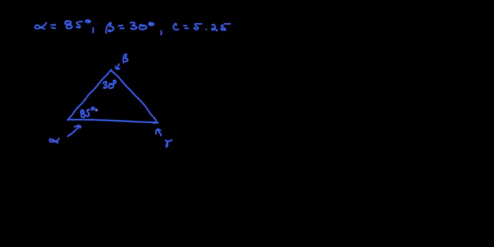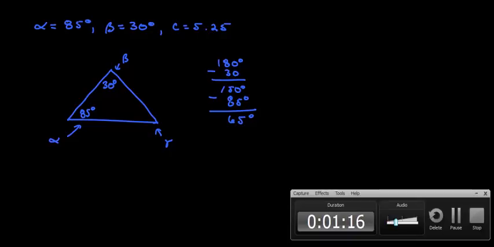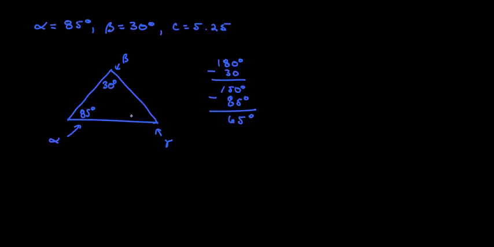And so that's going to be equal to 180 degrees minus 30, which gives me 150 degrees, minus another 85, which is going to give me, I believe, 65 degrees. Okay, so now let's go ahead and fill some of the values in. So we can put in here for gamma 65.